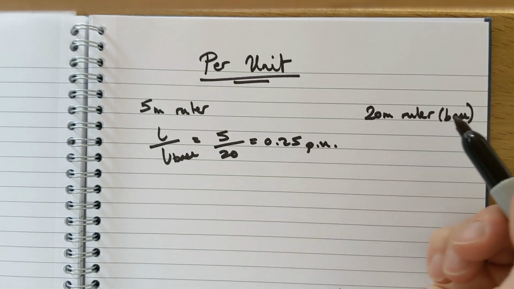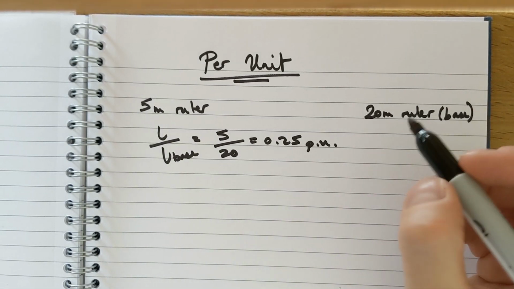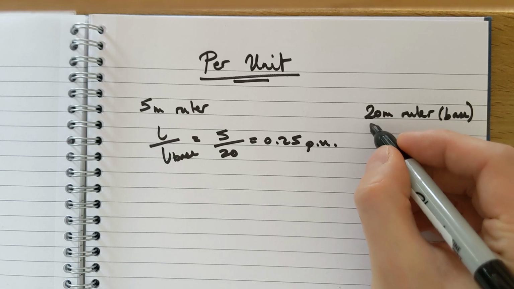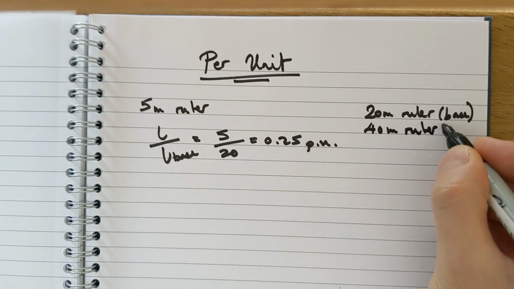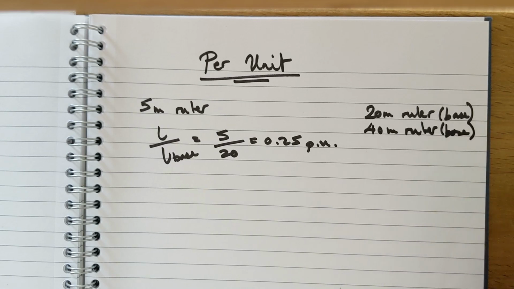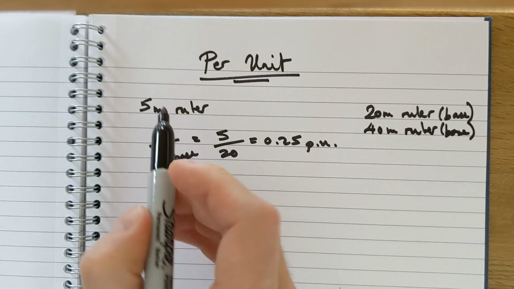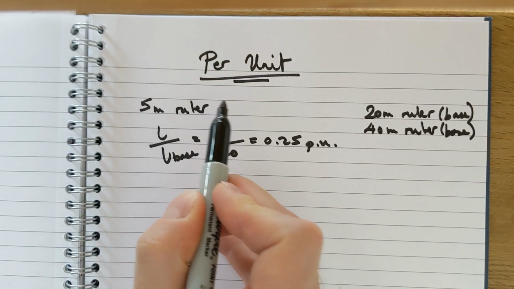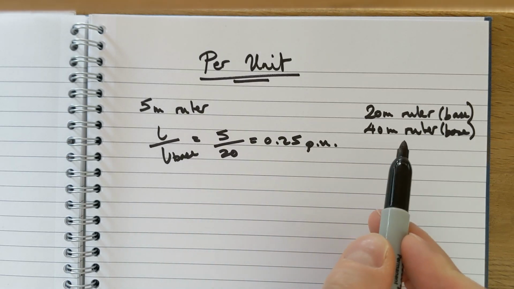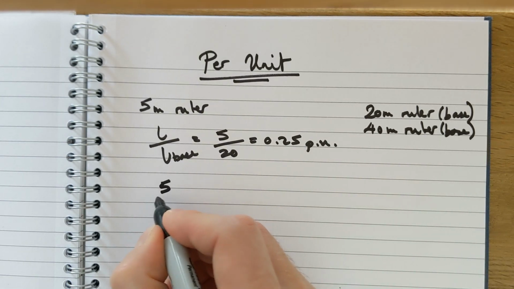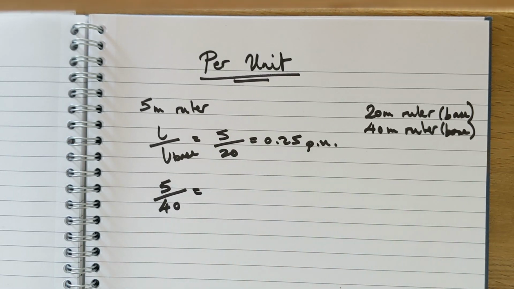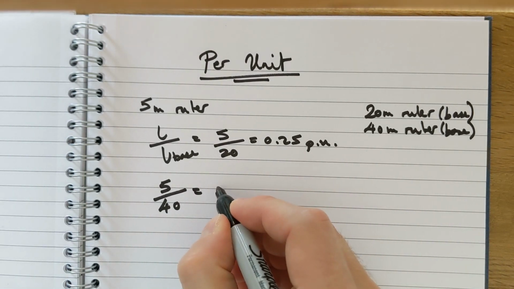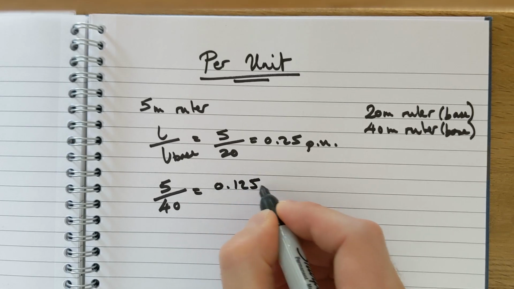But we could have chosen any value to be our base value. We've chosen 20 meters, but we could easily have chosen 40 meters. So we have a 40-meter ruler as our base. And then our 5-meter ruler in per unit with a base of 40 meters would simply be 5 divided by 40, which equals 0.125 per unit.